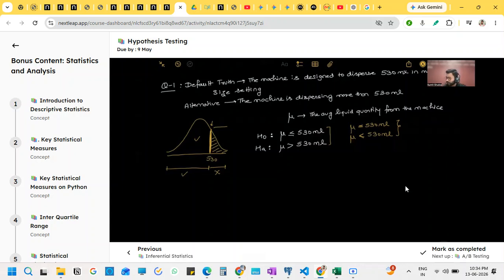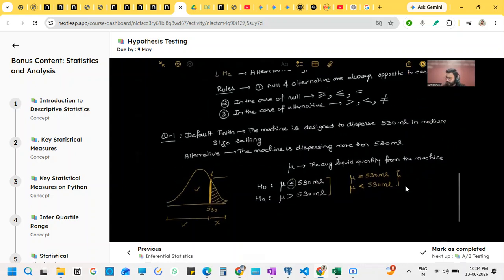Also, please focus on the sign. The null will have less than or equal to, it can have greater than or equal to, it can have equal to. The alternative will always have less than, greater than, or not equal to.